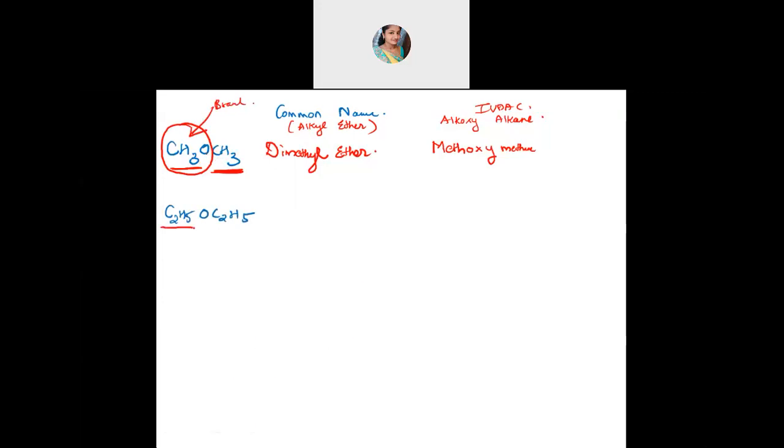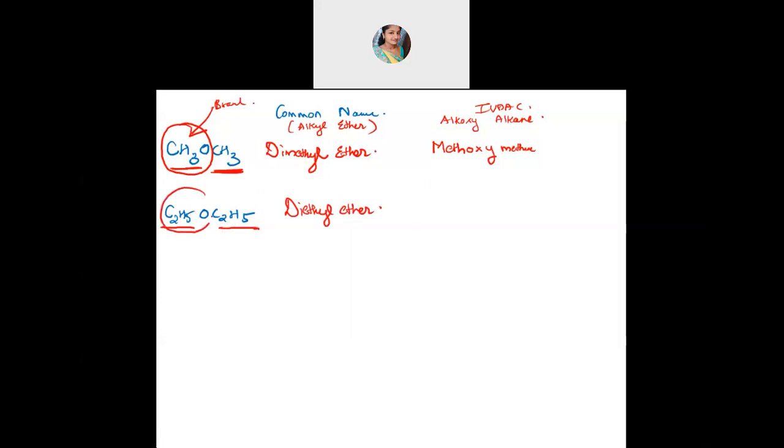Common name. See here, C2H5 and C2H5, separate, like that, two are there. Alkyl ether. What is the alkyl group here? C2H5. Yes, very good. Diethyl. Now it's diethyl ether. Ethyl group is the branch, two ethyl groups are there. So diethyl ether. Correct. And then IUPAC name.